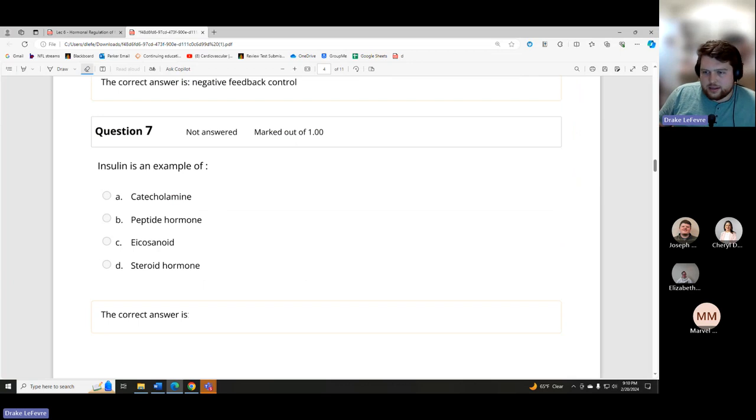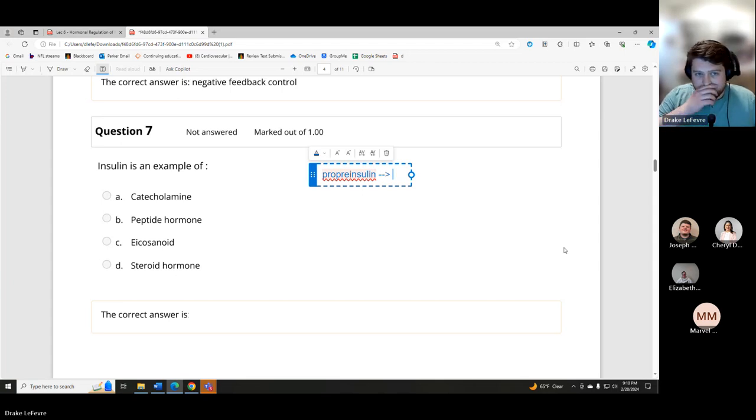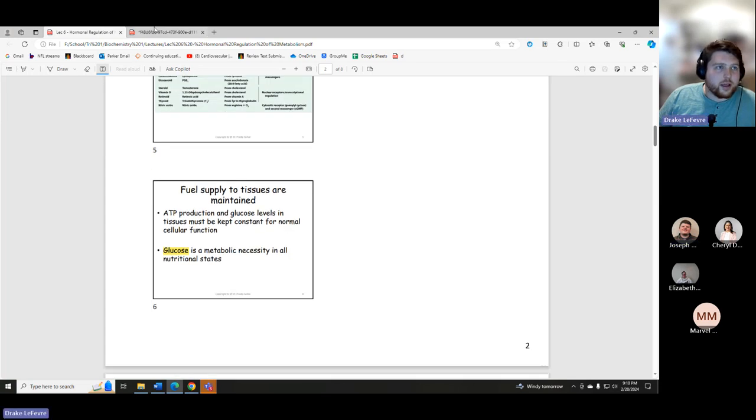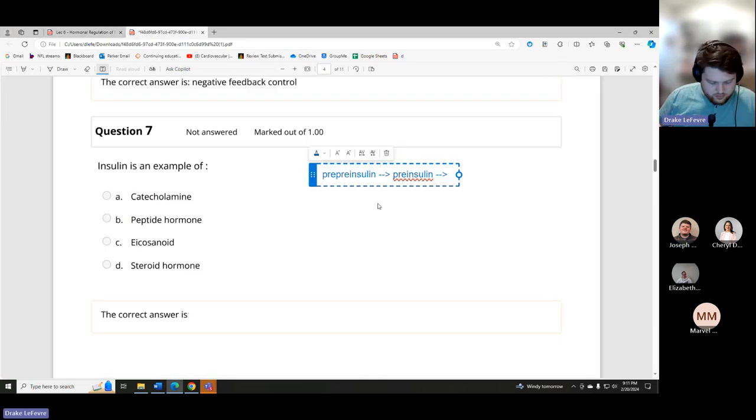Okay, insulin is an example of blank. Which of the following? If we think back real quick, test our memory, we have pre-pro insulin. From pre-pro insulin, what does it turn into? Pro insulin. Pre-pro, pro, and then mature insulin. You're right. Pre-pro insulin, then pro insulin, and then mature insulin.